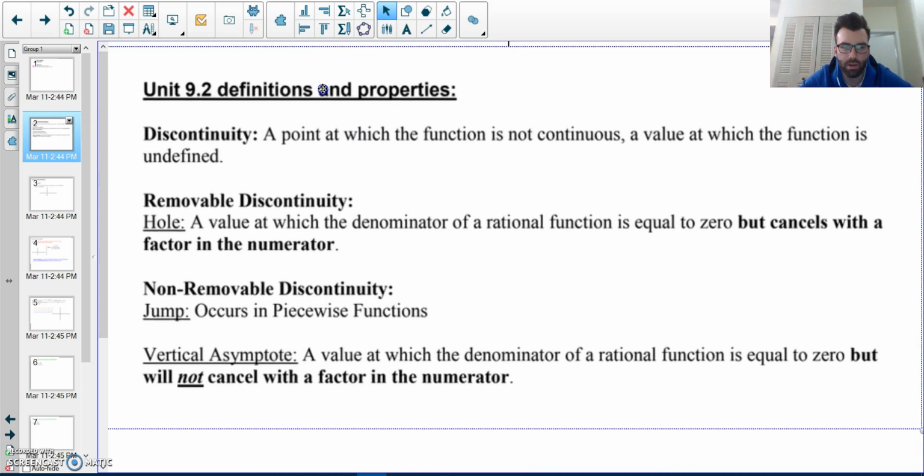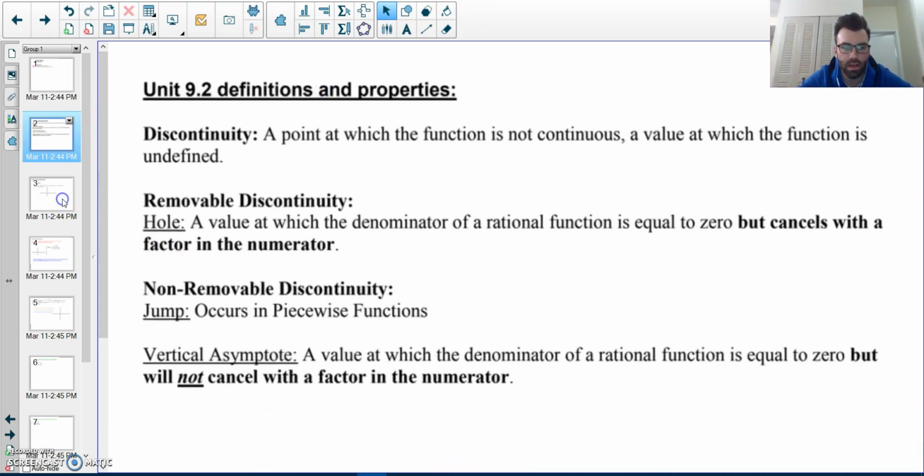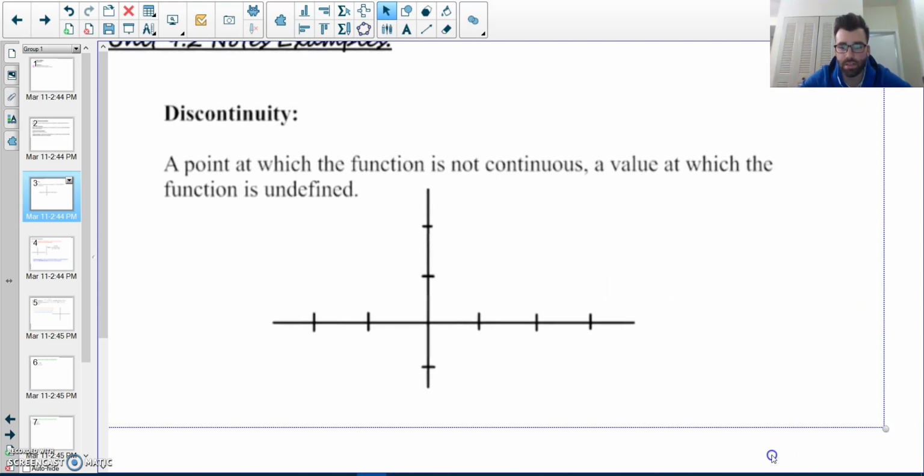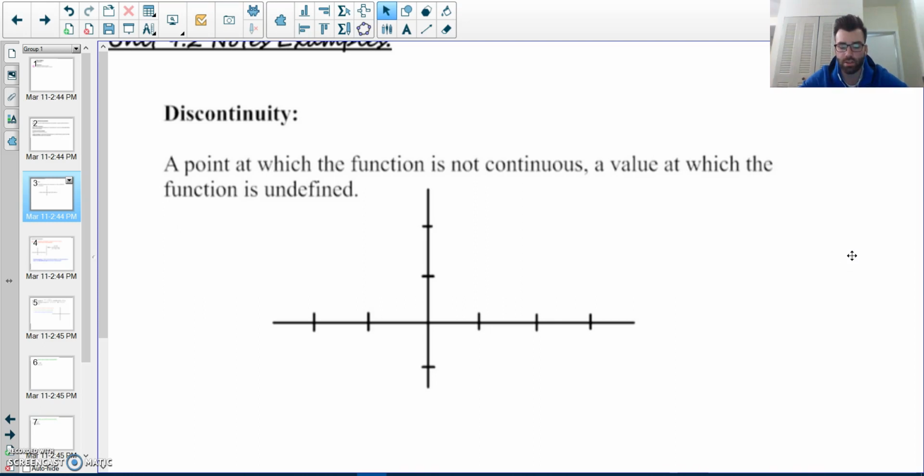Here are some definitions that we're going to talk about today, but I'll just jump right to the first one: discontinuity. Discontinuity is where a function is not continuous and the value of the function is undefined. So if you think about discontinuity, I think about not continuous.